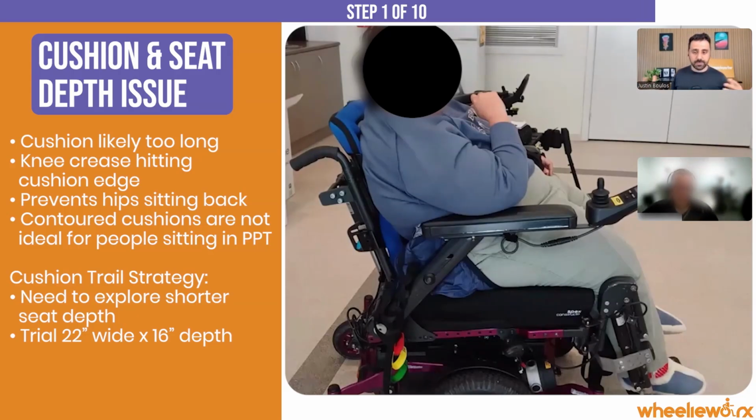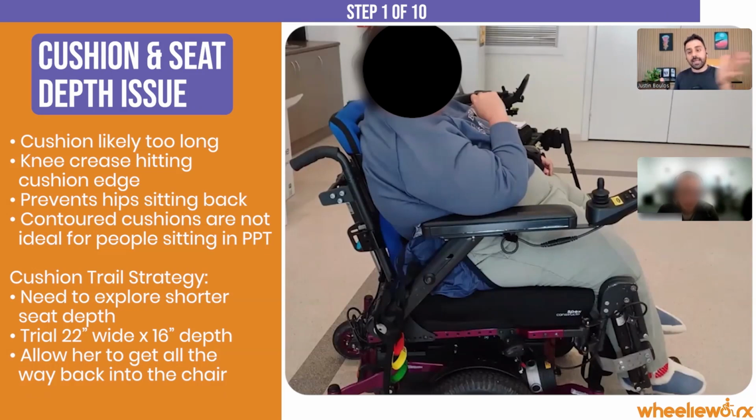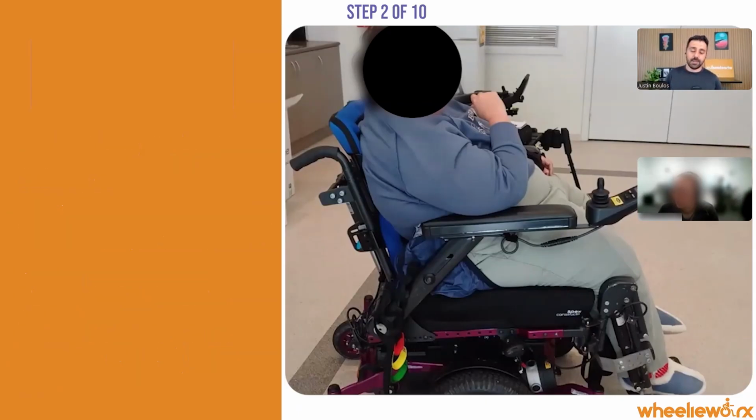Whether you do that or a different cushion, even just to get a concept, even if we trial a cushion that's similar to that, like a 20 by 16, just to see size wise, can we actually get, let's allow her to go back into the cushion itself first. And so once we do that, we need to see if she can get out of that posterior pelvic tilt. So we need to shorten the seat depth to see if that's even possible. Now, how do we see it's possible?